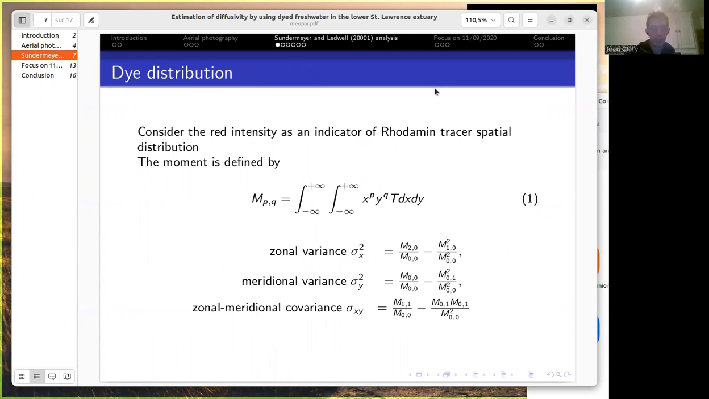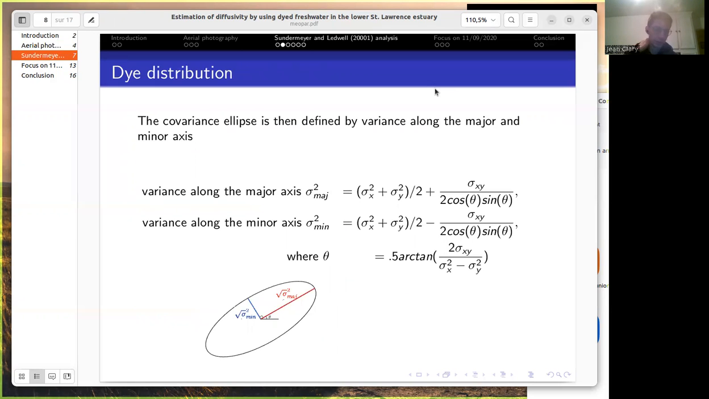Speaking about the dye, I will use those mosaics to estimate the spatial distribution. And once we have the spatial distribution, I can get the moments, and from that define the covariance matrix with the zonal variance, the meridional variance, and the covariance. After that, we will see the covariance matrix as a covariance ellipse and define the variance along the major and the minor axis with the following definition.